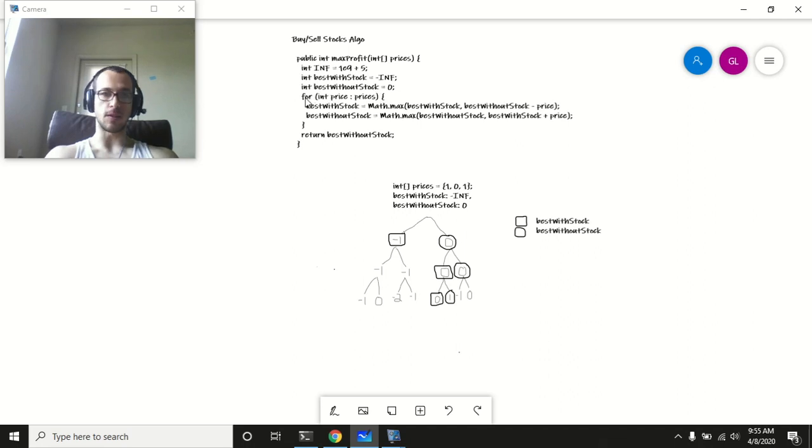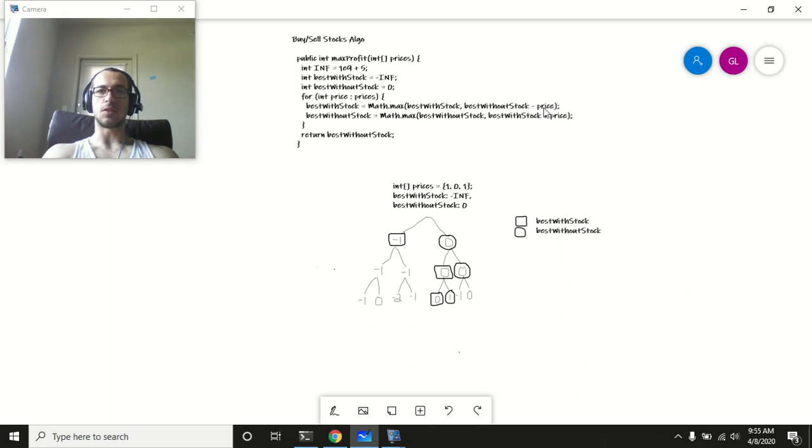And so the algorithm is very simple. We loop over each price, and we do a comparison in order to set best with and without stock values. Then we return the best without stock value. So going back to those comparisons, for best with stock, as we're looping, we compare the previous best with stock to best without stock minus the price.